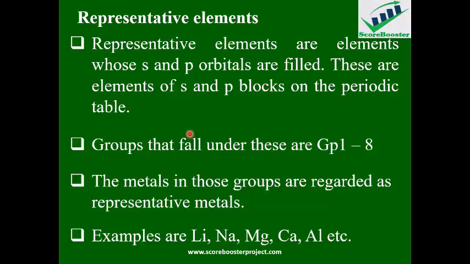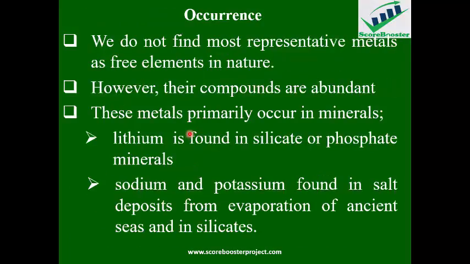An example is group 1 up to group 0 or group 8, as the case may be, depending on the classification you are considering. So those metals in these groups are called representative metals. Examples are lithium in group 1, rubidium in group 1, magnesium in group 2, calcium in group 2, then aluminium in group 3. Those are the commonest representative metals that we have.